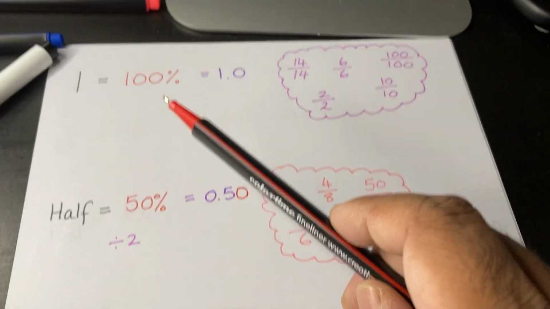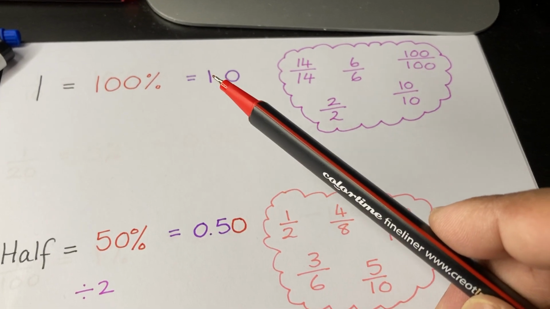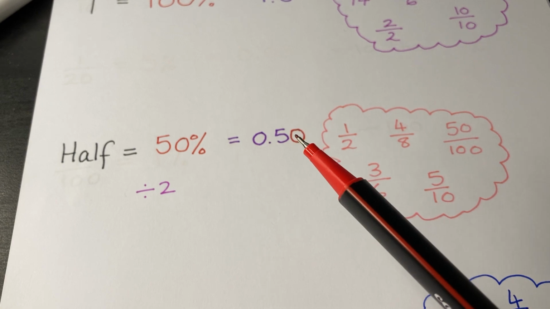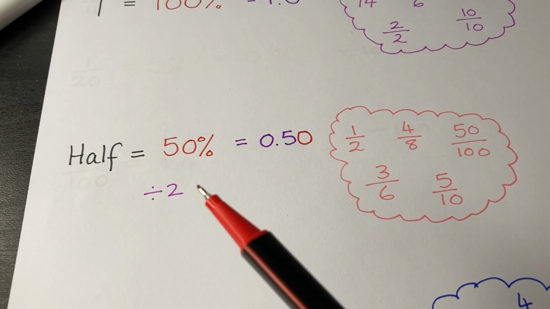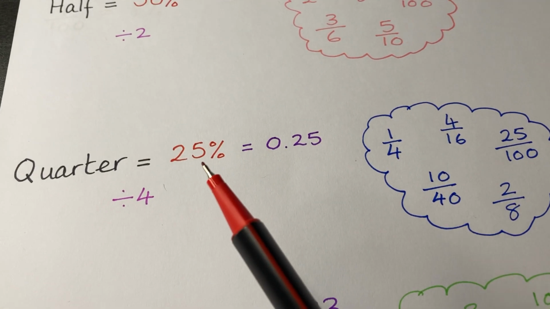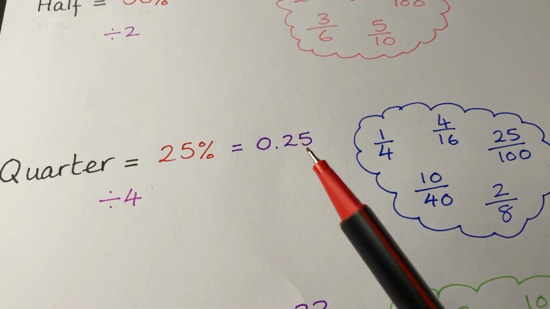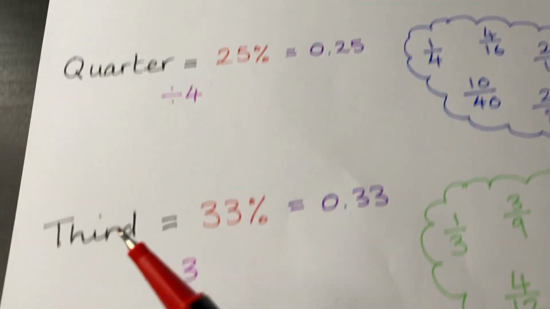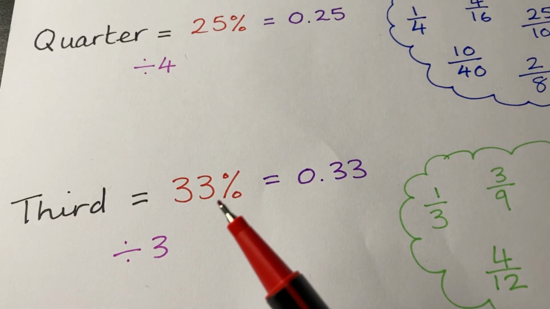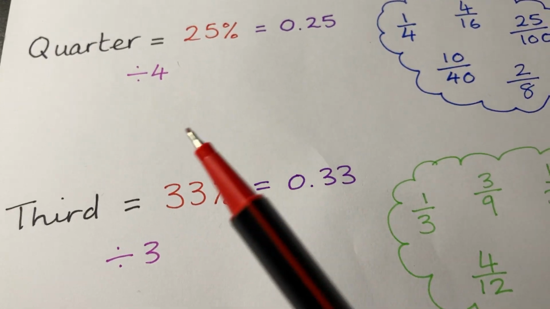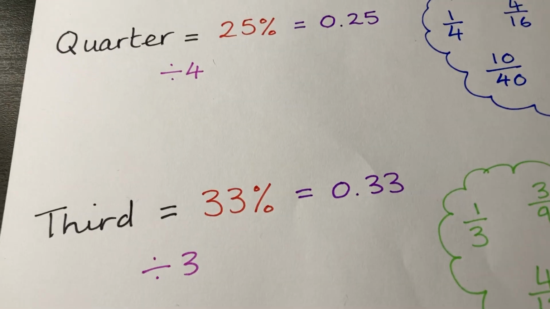1 whole is 100%, which is equal to 1.0. Half is 50%, which is equal to 0.5. And if you want to work out 50% of a number, you divide by 2. 1/4 is the same as 25%, which is the same as 0.25. If you want to work out 25% of a number, you divide by 4. 1/3 is the same as 33%, which is the same as 0.33. If you want to work out 33% of a number, you divide by 3.